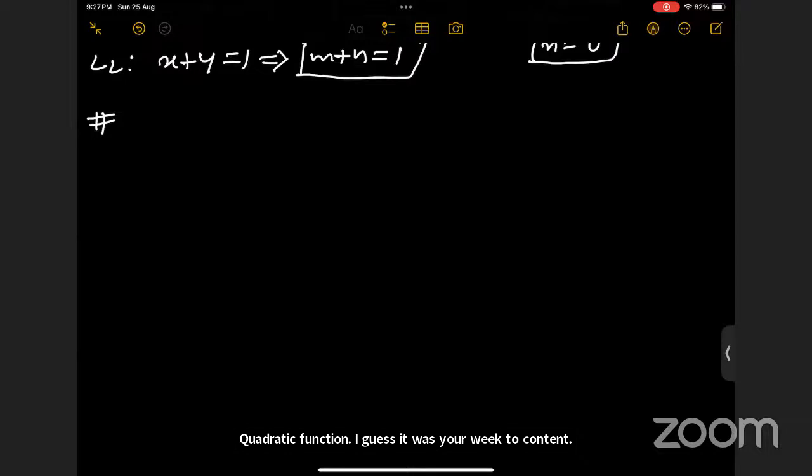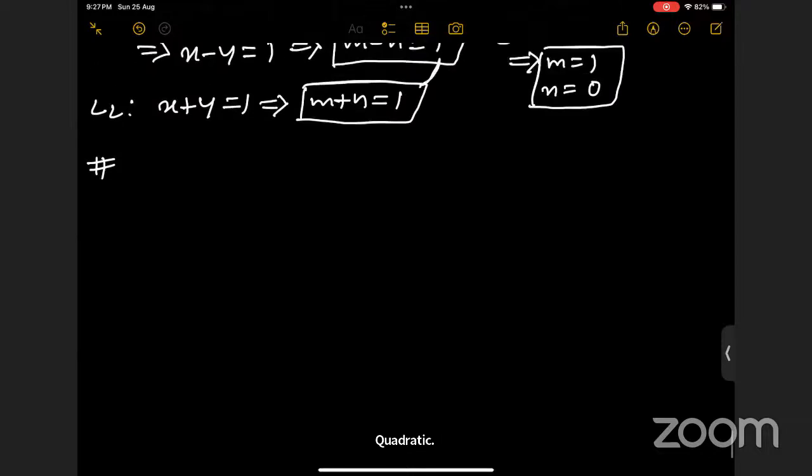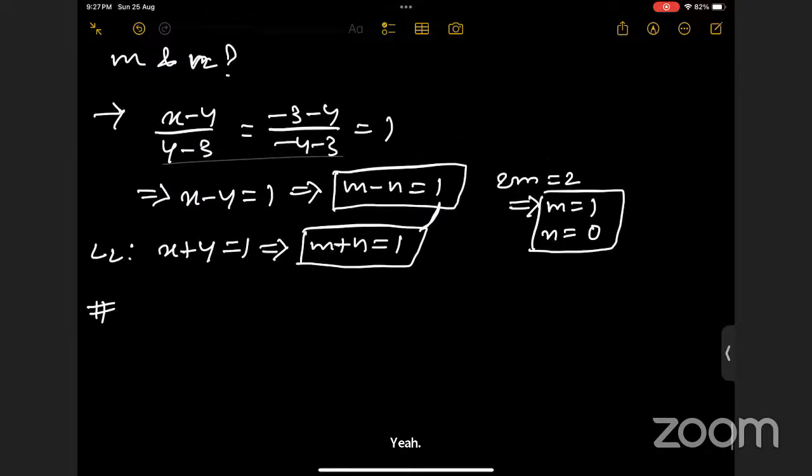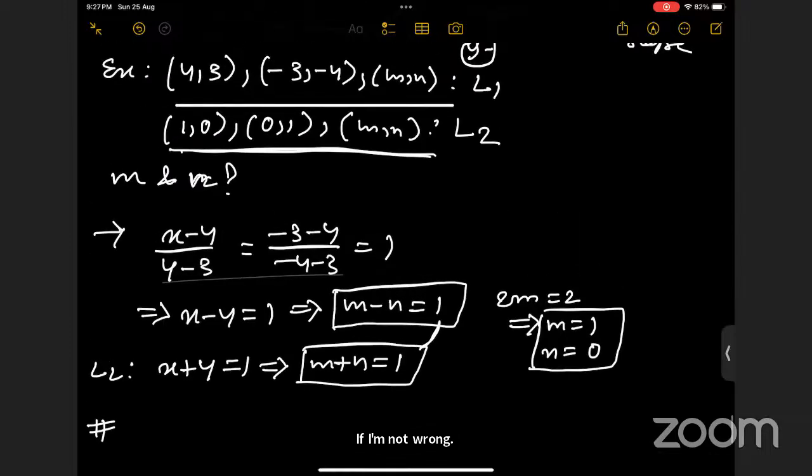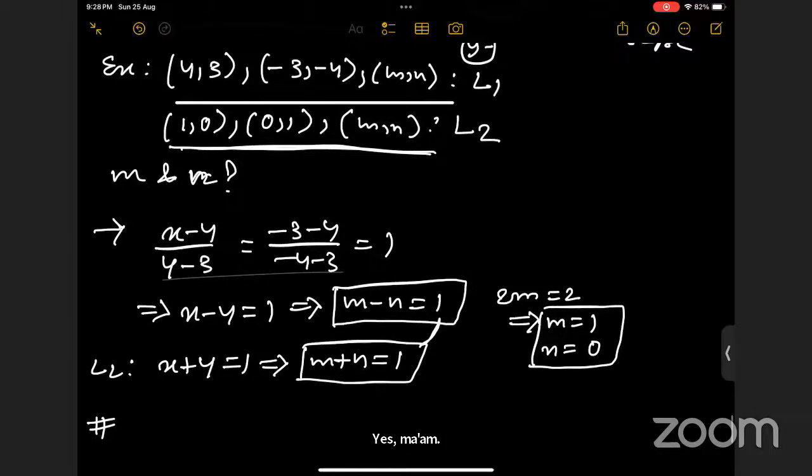Quadratic equation is week 3, ma'am. Yeah, yeah. But the coordinate geometry and representation of a line, the different forms of representation of a line, it was your week 2 content, right? Yes, ma'am. So I guess we covered the week 2 portion, right? Ma'am, we just had the intercept form too. SSC is left, ma'am.